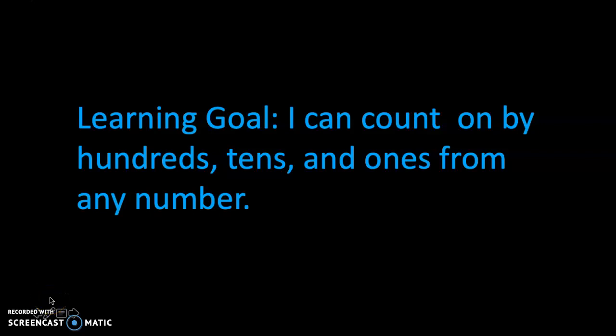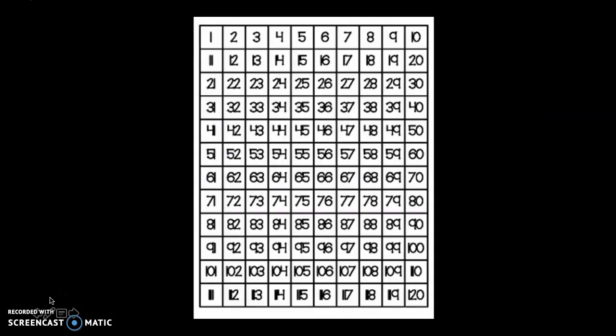Hello, so I wanted to just do a little review for counting on with hundreds, tens, and ones from any number. So if we look at the 120s chart, we can review how to count starting at any number. So if I started at number 2, for example, but I wanted to skip count by tens, I can do that just by counting on 10 more. So I can count on from 2.